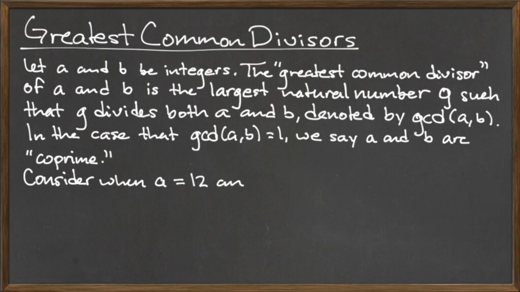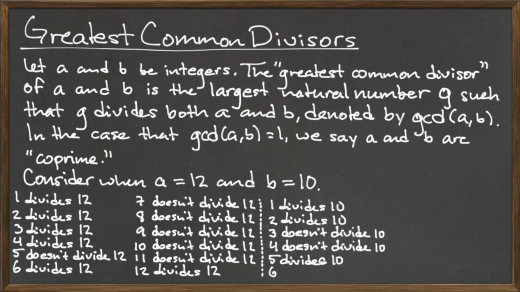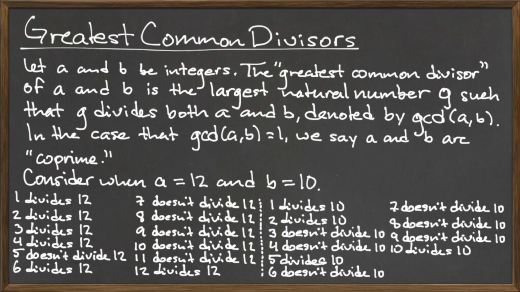Let's illustrate one way to find the GCD when a equals 12 and b equals 10. The naive way to find the GCD is to list all of the divisors of each integer and then find the largest divisor that is in both lists. The divisors of 12 are 1, 2, 3, 4, 6, and 12, while the divisors of 10 are 1, 2, 5, and 10. The largest divisor that appears in both of these lists is 2, so the GCD of 12 and 10 is 2.